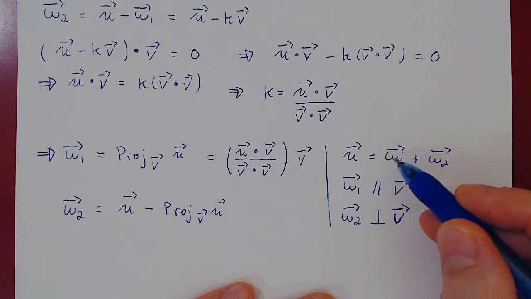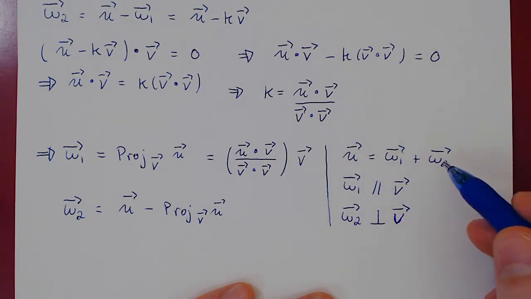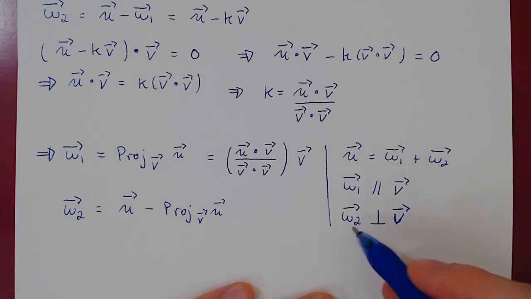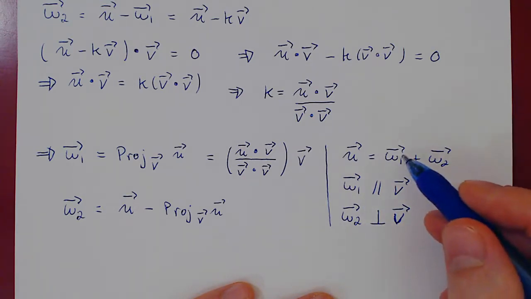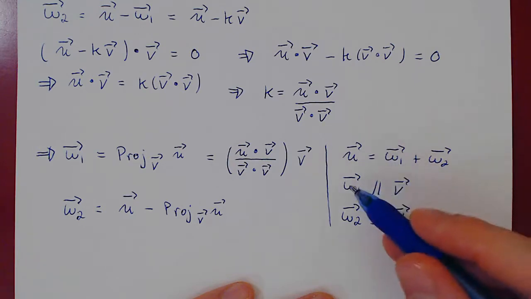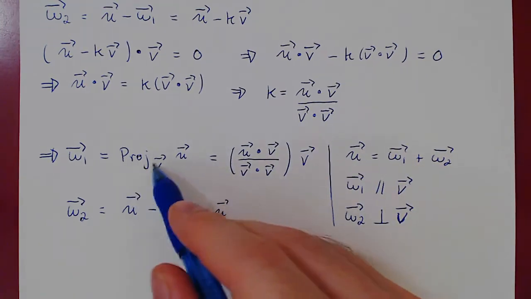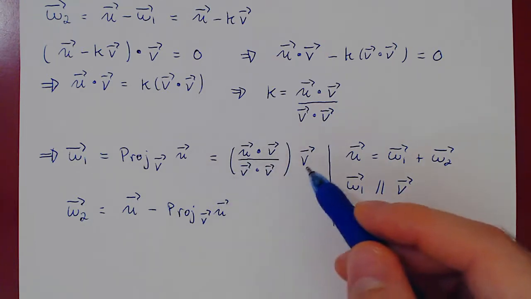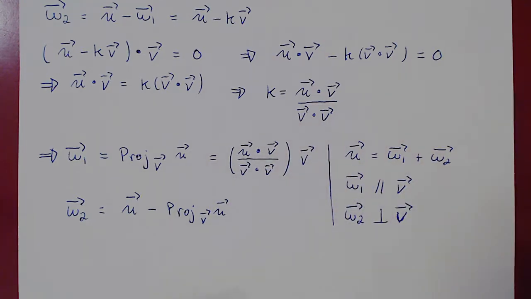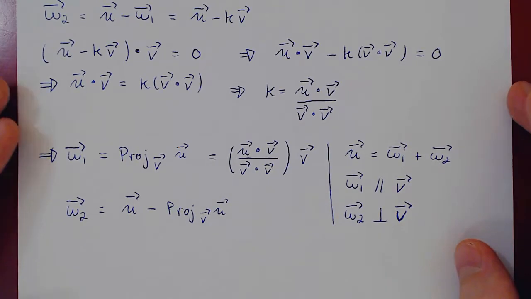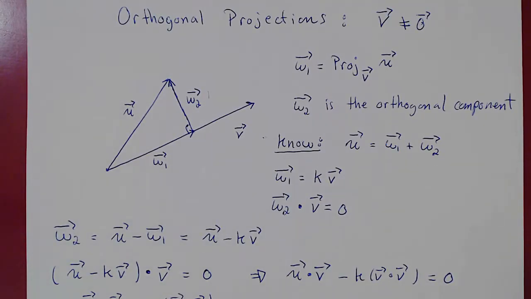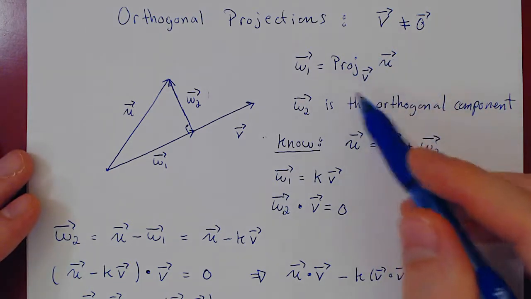This is the first component vector. This is the second component vector. This vector is parallel to v. This vector is perpendicular to v. The vector component of u parallel to v is called the projection of u onto v, and it's given by u dot v over v dot v times the vector v. And that's the projection.